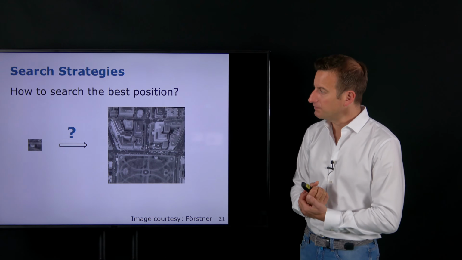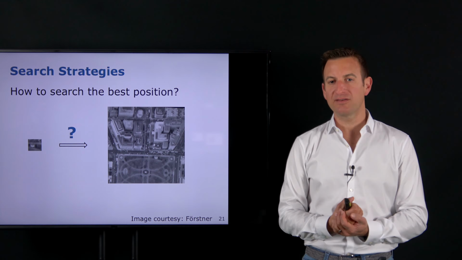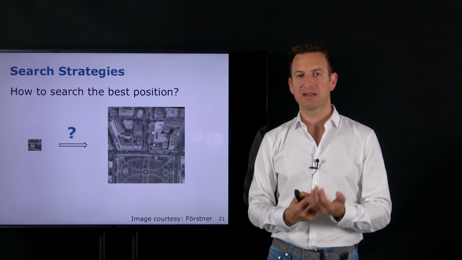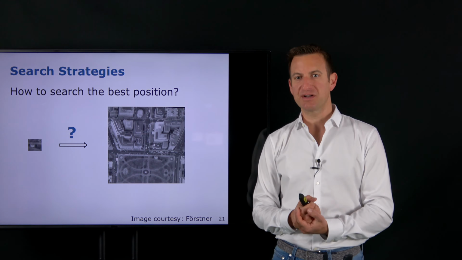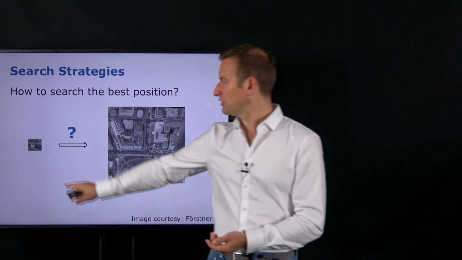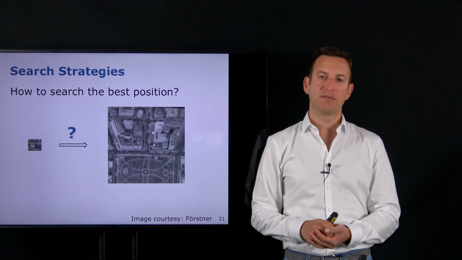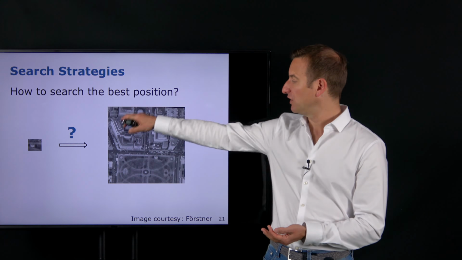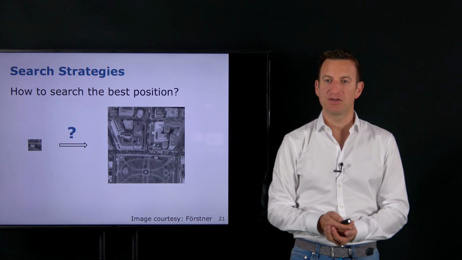Okay, so I have now defined what transformation I'm allowing, and I told you how I measure similarity. Now the question is, how do I actually find the best position? How do I determine where that local small template sits in my large image?